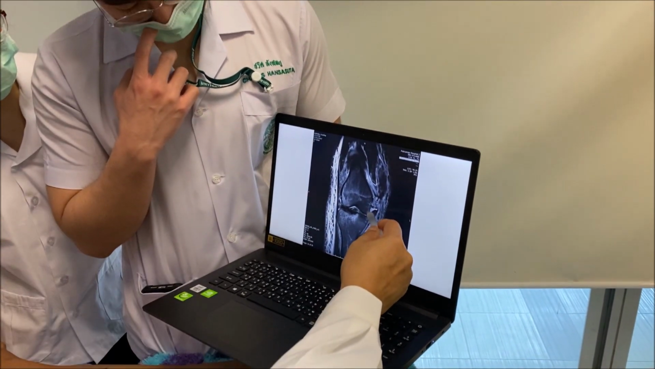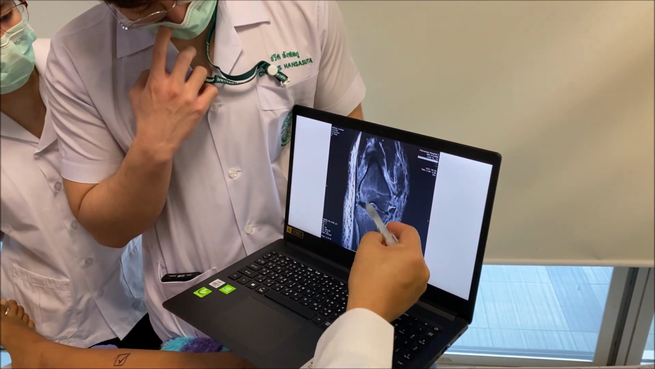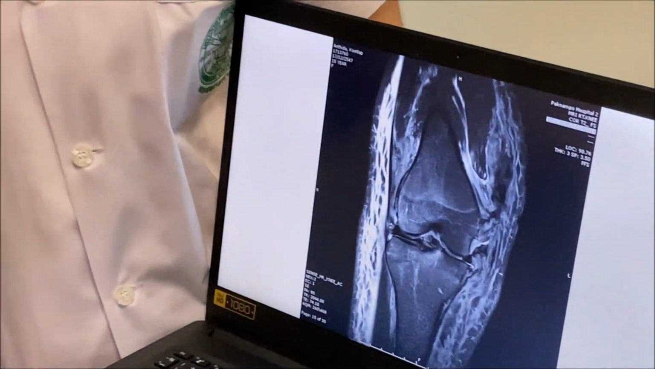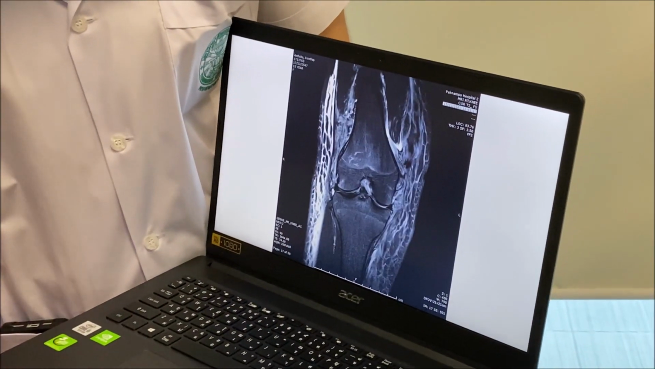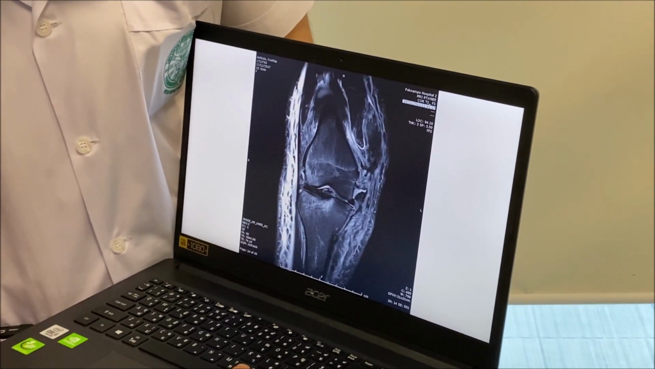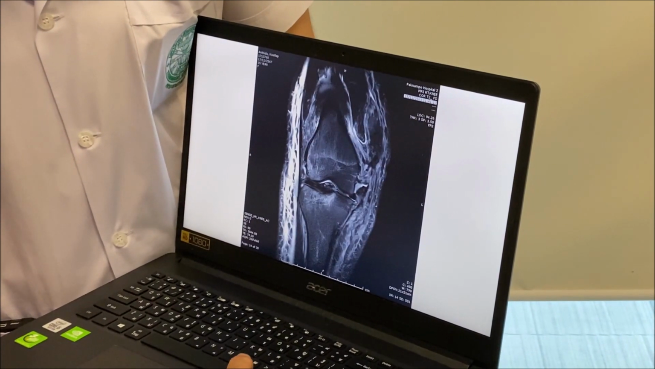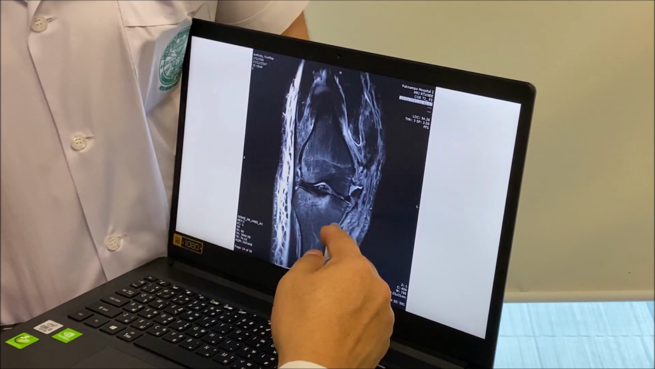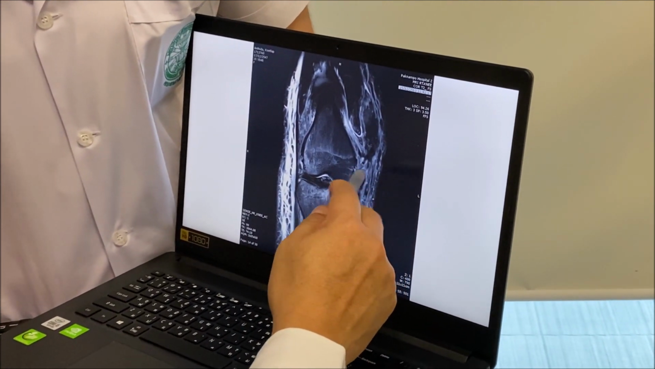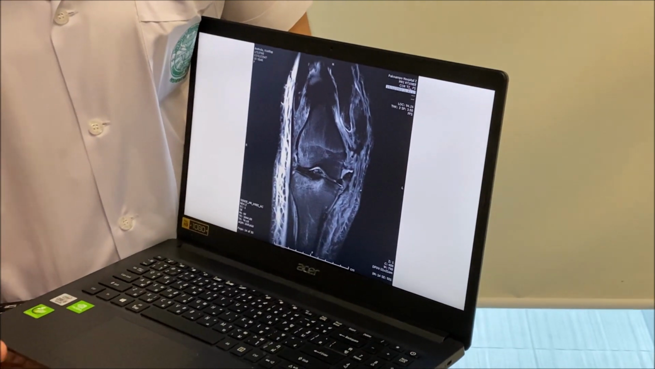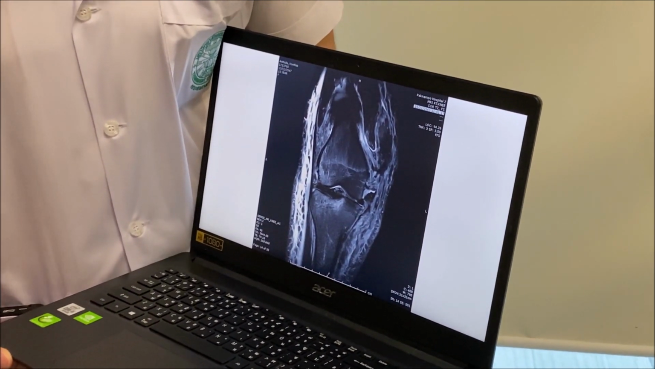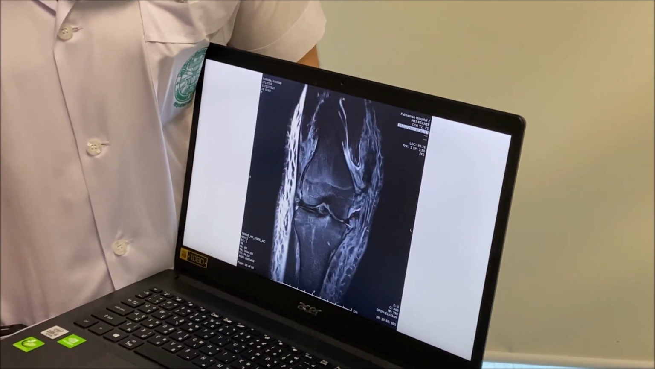You can see that this is the MCL, this is the meniscus, you can see this avulsion. Okay, the medial side was torn. You can see this is the MCL and the femoral attachment is torn. This is important because when you go in, you know that the pathology is on the medial side and this proximal part.